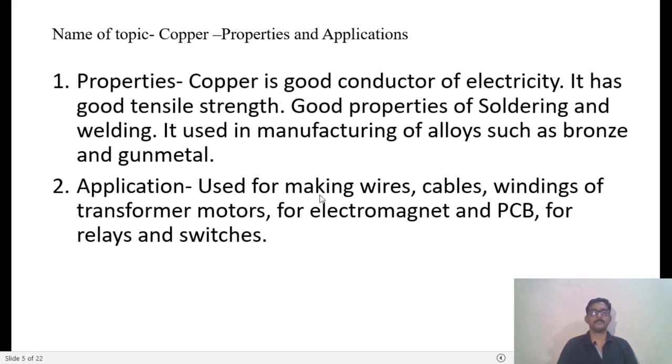Applications are making wires that we use in household appliances, cables, windings of the transformer and electromagnets, and the PCB. PCB stands for printed circuit board, and copper is also used for relays and switches.